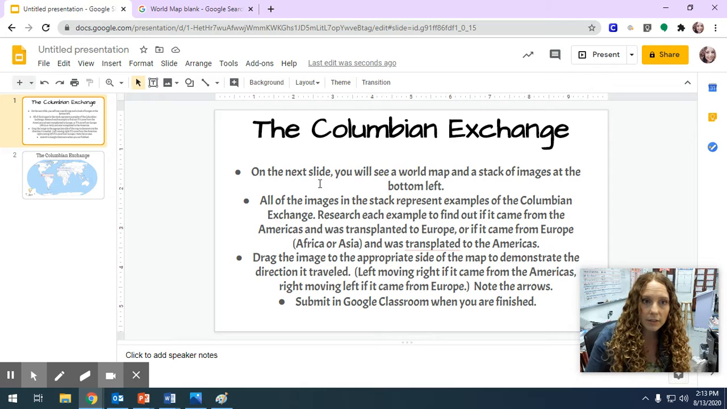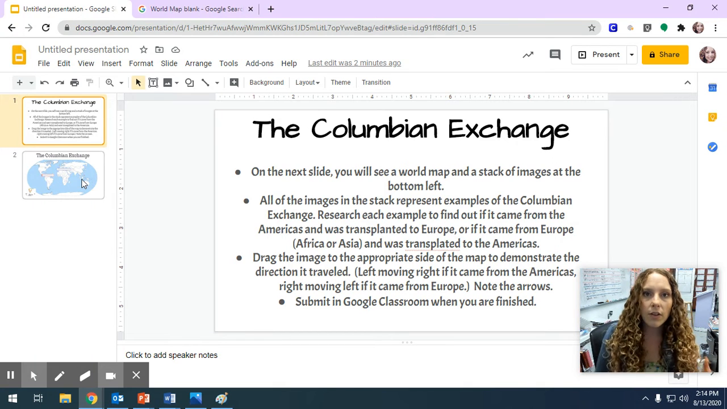It says on the following slide, the second one over here, you'll have a map, and then there's a stack of images at the bottom. All of the images in that stack represent an example of the Columbian Exchange, some of which I may have mentioned in the notes, some of which I did not. And what you're going to do is research and figure out, okay, are these examples of things that were indigenous to the Americas and Europeans took with them back to Europe, or are these examples of things that were indigenous to Europe and then Europeans took them there? So you're finding out which side of the map they go on.